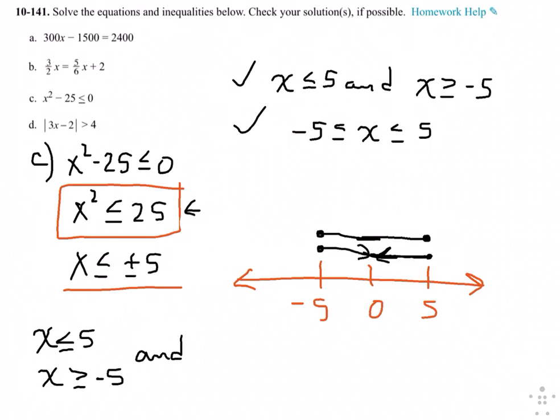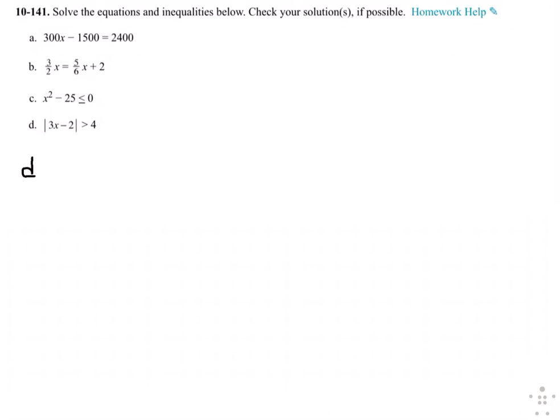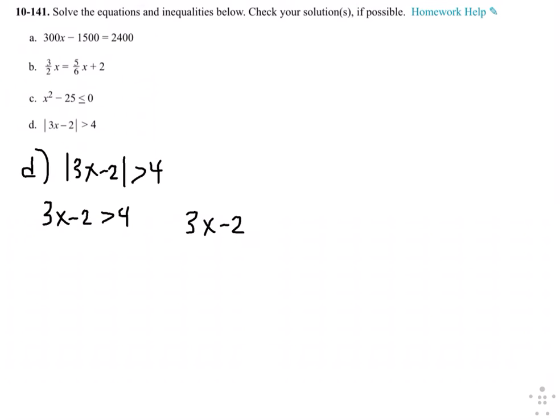Okay, and D, let's do D now. D, we have the absolute value of 3x minus 2 is greater than 4. So now we want to split this into two inequalities. The first one is 3x minus 2 is greater than 4. The second one is 3x minus 2 is less than negative 4, right? That's the rule. You flip the inequality and make it negative on the right.